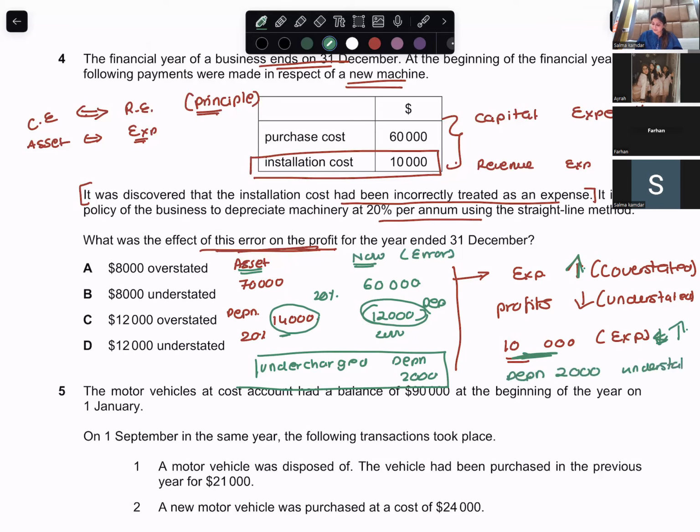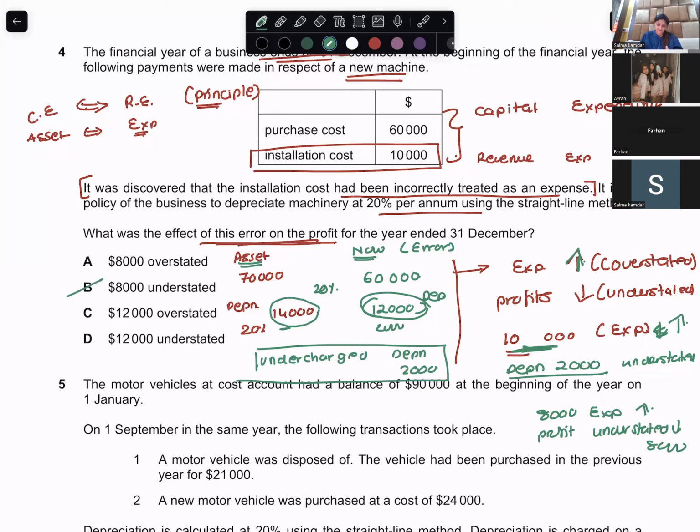So overall, what is happening because of this? One expense is overstated, one expense is understated. So I could say overall 8,000 of expense is overstated: 10,000 minus 2,000 gives us 8,000. Profit is understated by 8,000. So the option is B. I will pause the video. I want you to rethink, redo, and come up with queries if you have.